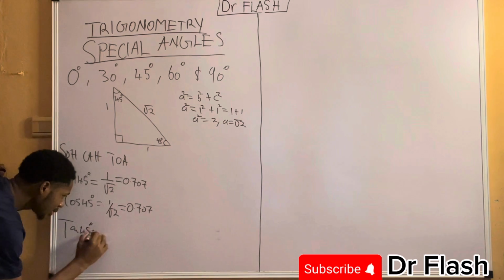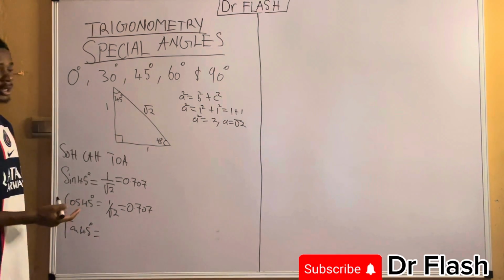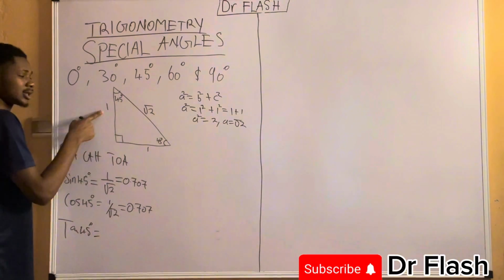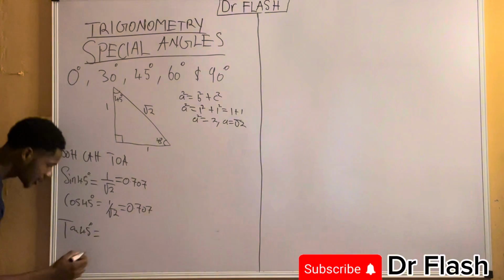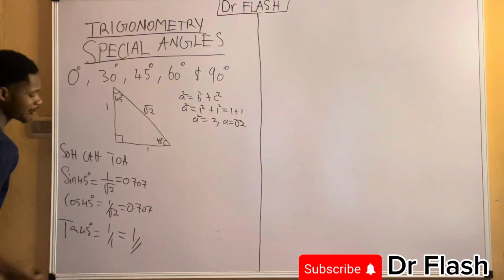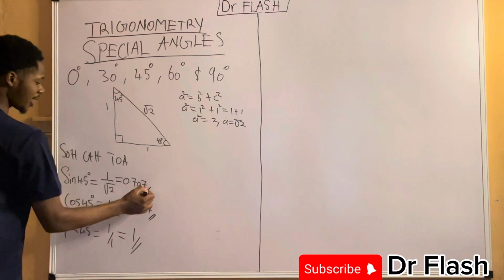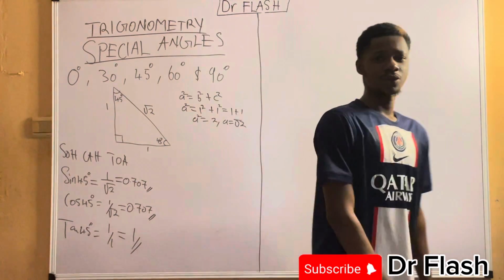Tan 45 degrees. Now tan 45 degrees, you can make use of any of these ones. That's opposite over adjacent or adjacent over opposite, depending on which side you are taking. Tan is opposite over adjacent. So that becomes 1 over 1, which gives us what now? 1. So tan 45 is 1, cos 45 is 0.707, sin 45 is 0.707 as well.